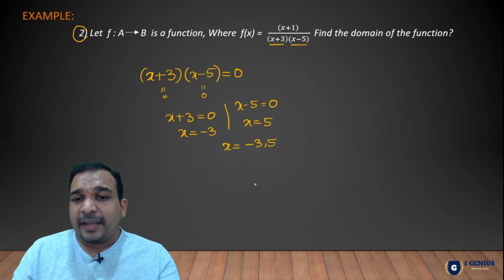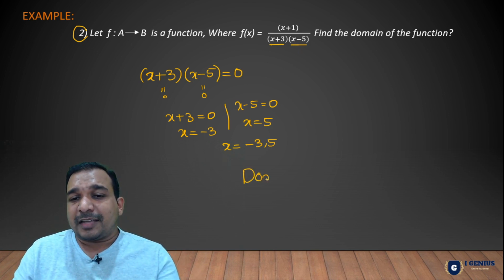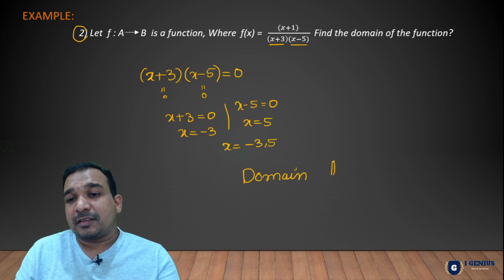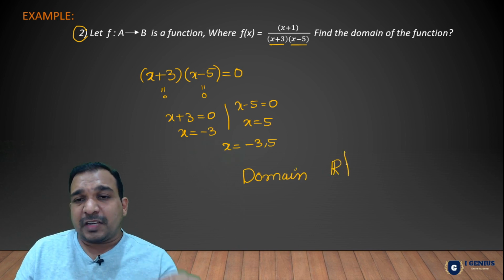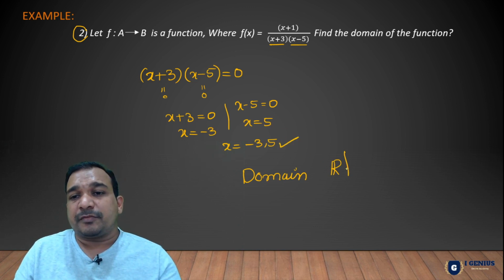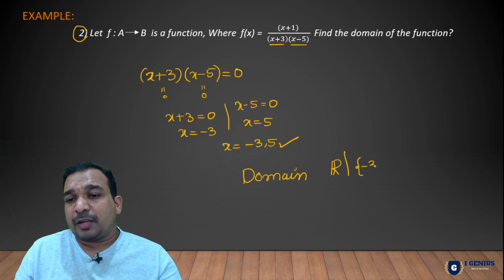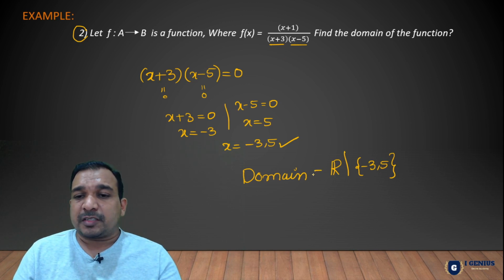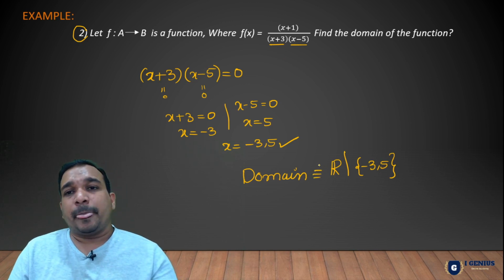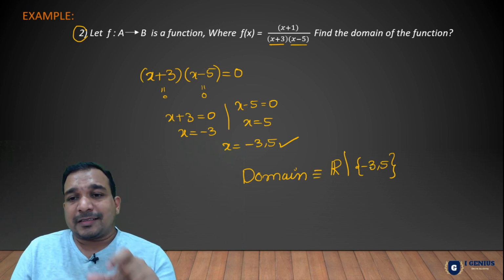So domain is what now? What is the domain? As I said, domain is always all the real numbers. But from those real numbers you need to remove those x values where the denominator becomes 0. So here at minus 3 and 5 the denominator becomes 0. That's why I am removing minus 3 and 5 from the real numbers. So we should write it as a set. It is the set of minus 3 comma 5.